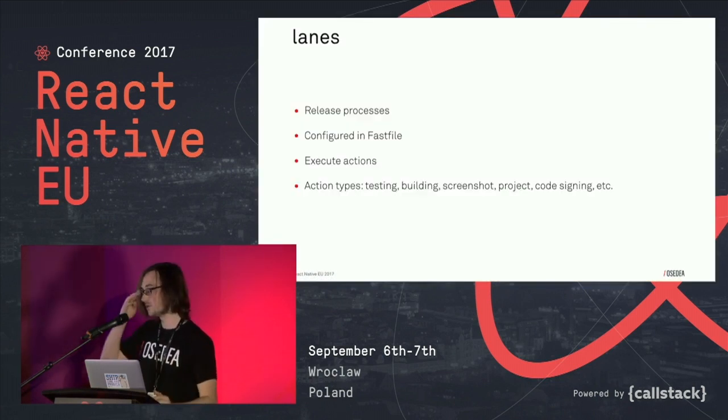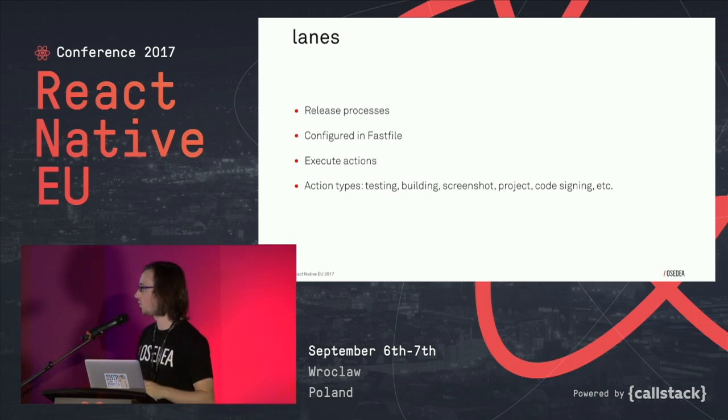Lanes are Fastlane release processes that are controlled in the Fastfile. So lanes execute actions. The tools that we've seen earlier are usable through actions, although there are many more actions that are available. I'm not going to go into them because it's going to take quite a while. But essentially, pretty much everything you could want to do with Fastlane is doable through actions. The action types break down as testing, building, screenshot, project, code signing, etc.